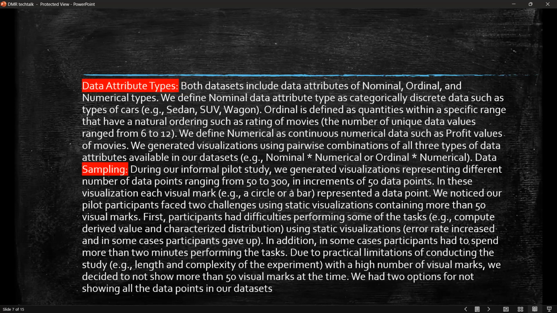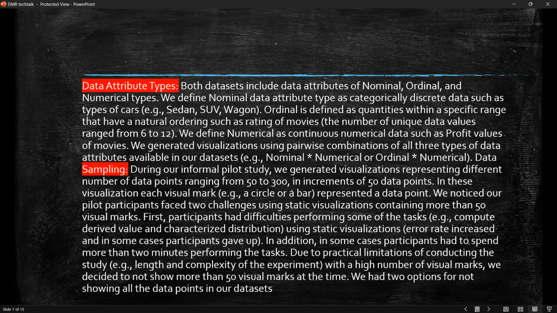We generated visualizations using pairwise combinations of all three types of data attributes available in our datasets. Nominal into numerical or ordinal into numerical data. Sampling. During our informal pilot study, we generated visualizations representing different number of data points ranging from 50 to 300 in increments of 50 data points. In this visualization, each visual mark, for example a circle or a bar, represented a data point.